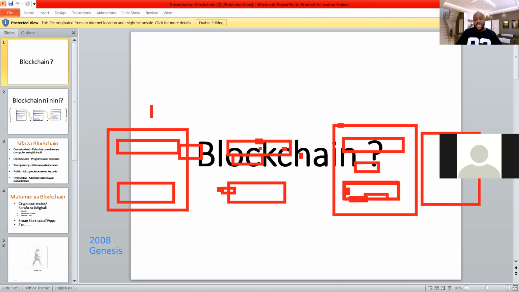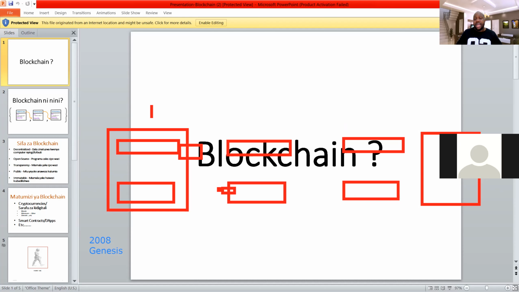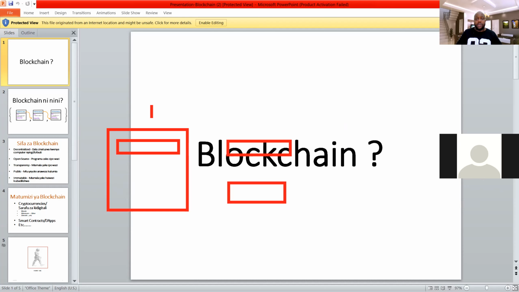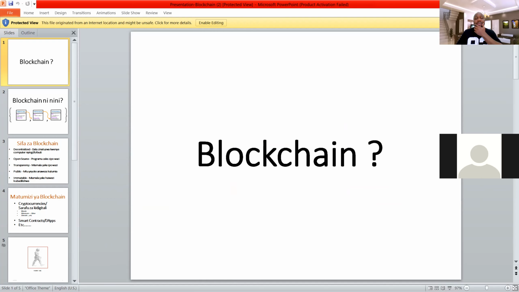That is what blockchain technology is, where you can send things and you don't remain with a copy. So when we talk about the ciphers of blockchain, it means the characteristics of blockchain.